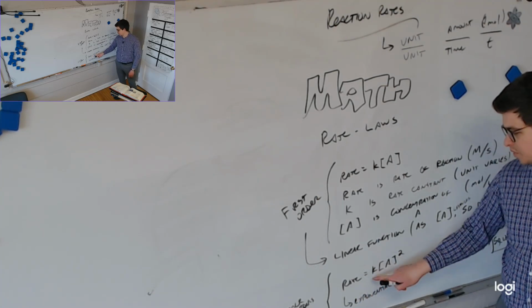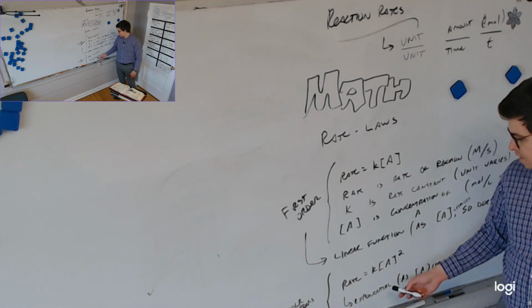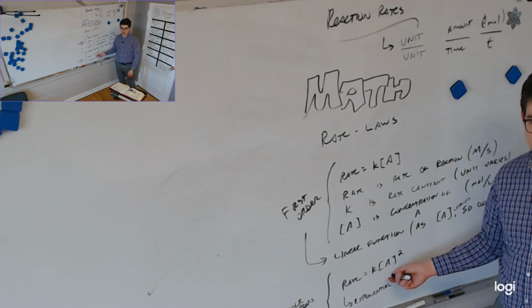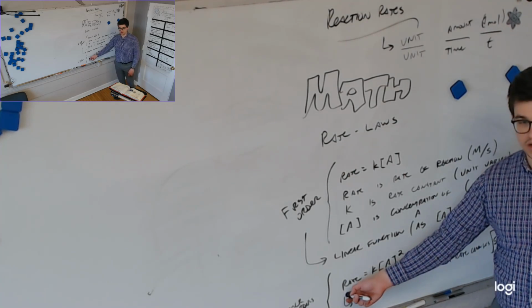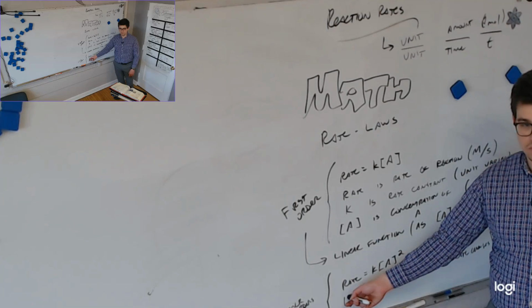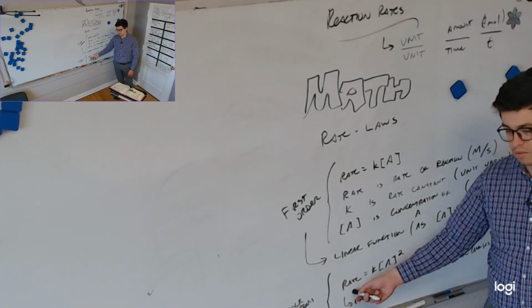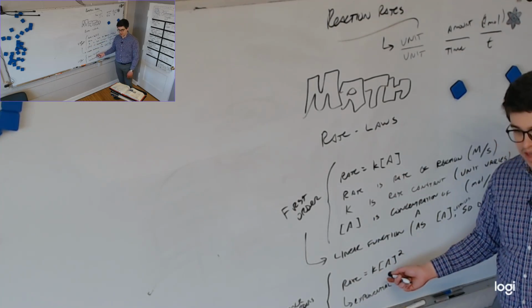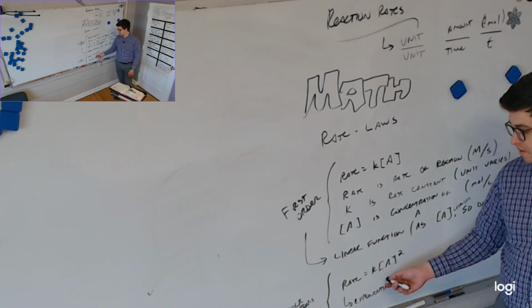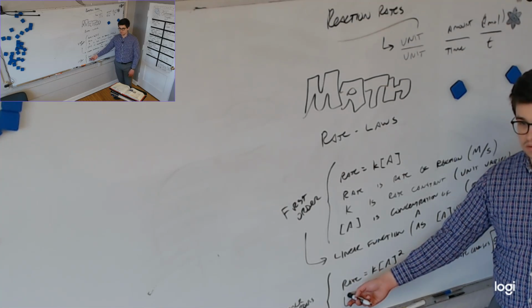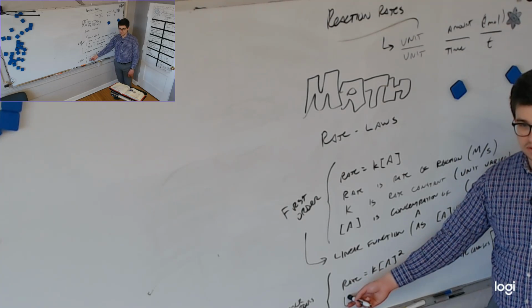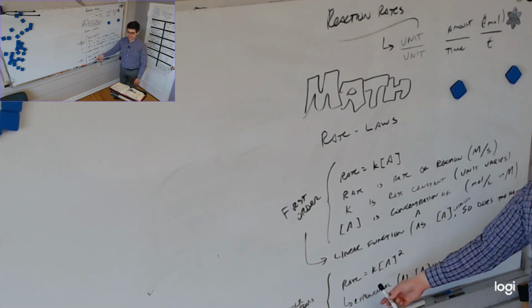Well, it doesn't. Pretend K is still the same. It still doesn't matter. If I triple A, it doesn't matter what A started out as, but if I triple it, how does the rate change? No, that would be a linear one. If I triple A, I'm changing A by 3. How does the rate change? It changes 9 times. Let's do the math again.